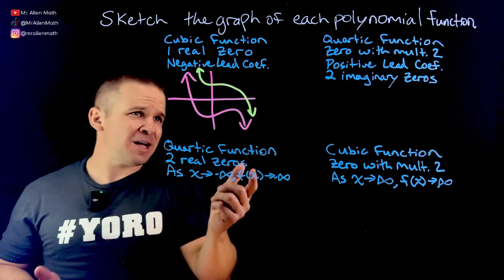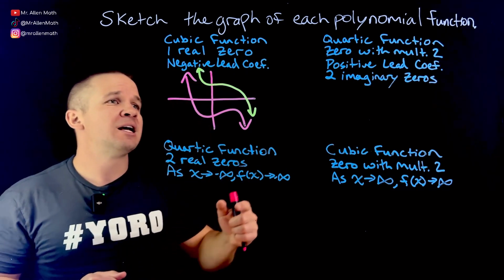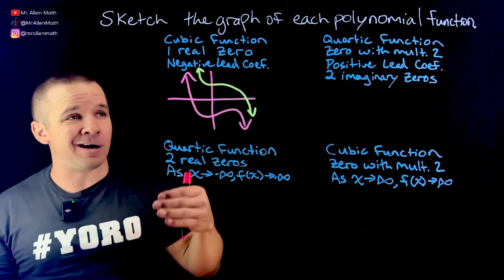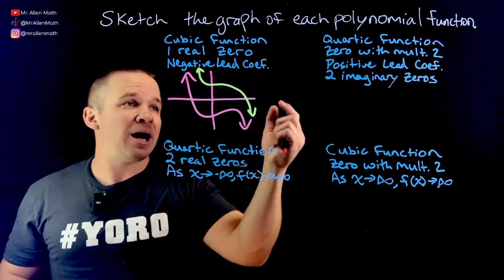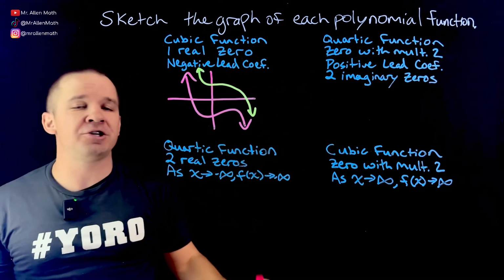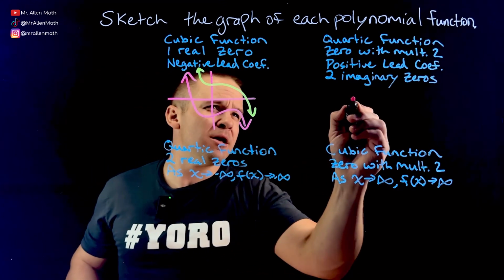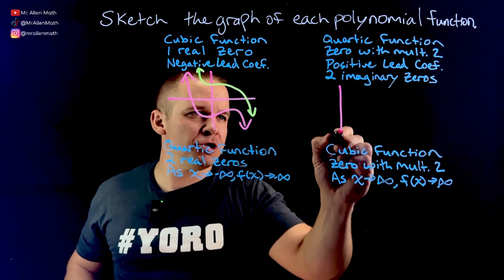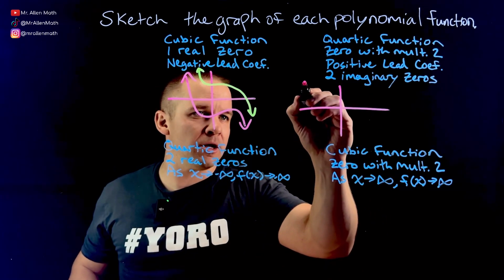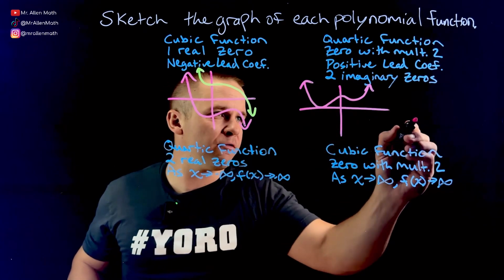Next example, we've got a quartic function, so it's going to be a W or an M shape. It has a zero with a multiplicity of 2. That means it's going to bounce off the x-axis. With a positive lead coefficient, we're talking a W shape for this one, and two imaginary zeros, meaning it's not going to pass back through the x-axis. I think we have one or two possibilities for how we can graph this. We said it's positive, so it's going to come down, bounce off, and then come right back up. That's one way of graphing this.